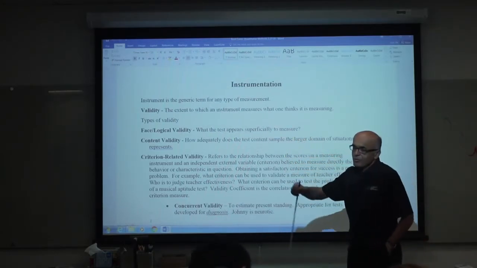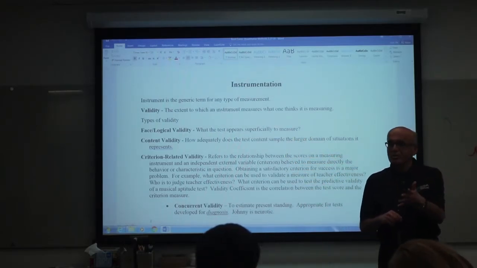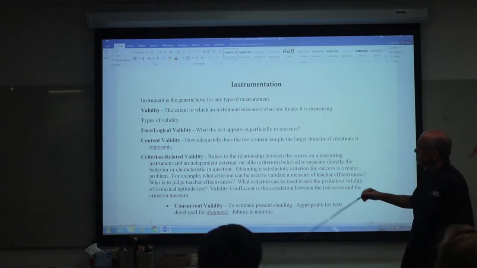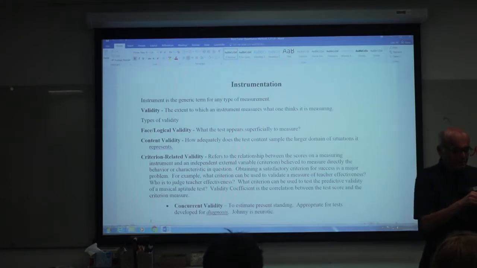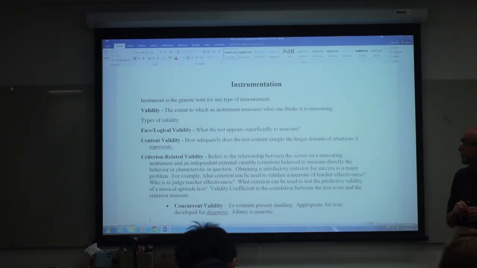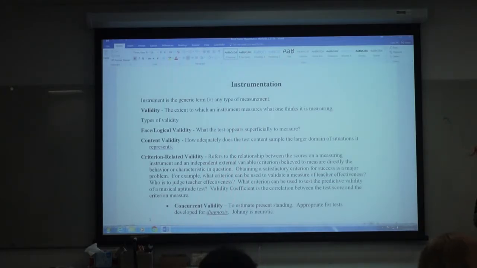In an instrument, you have to pay attention to the psychometric properties of the instrument. So one is validity. Validity is to show that the instrument measures whatever it is that you claim it is measuring. So that's validity. It's a big claim to make, and you have to substantiate that.